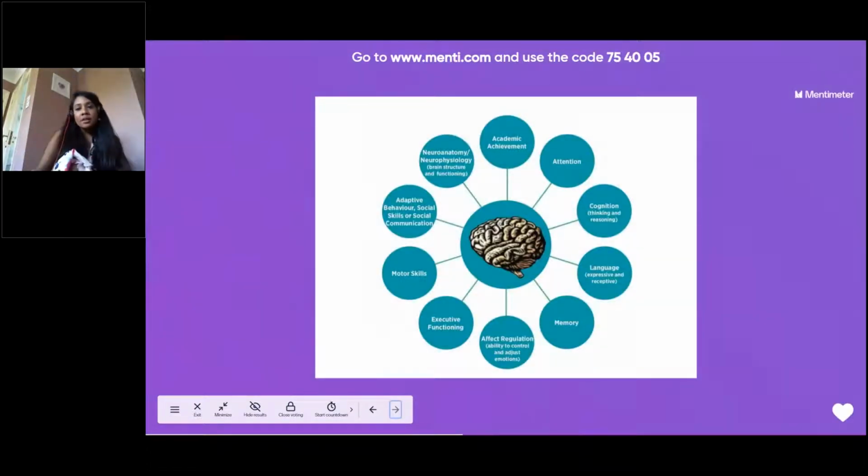So these are the 10 neurodevelopmental domains that we need to think about in fetal alcohol spectrum disorder. One of them is around academic achievement, attention, cognition, the thinking and the reasoning, around language, which might be expressive or receptive, memory, and then one of the really big ones, which parents talk a lot about, is the ability to control emotions. And I'll be going on to talk a little bit about patient experiences, but this one can be quite a big one.